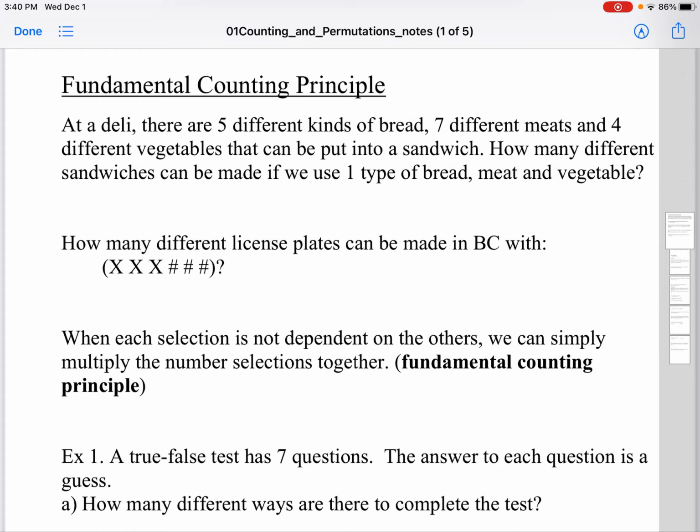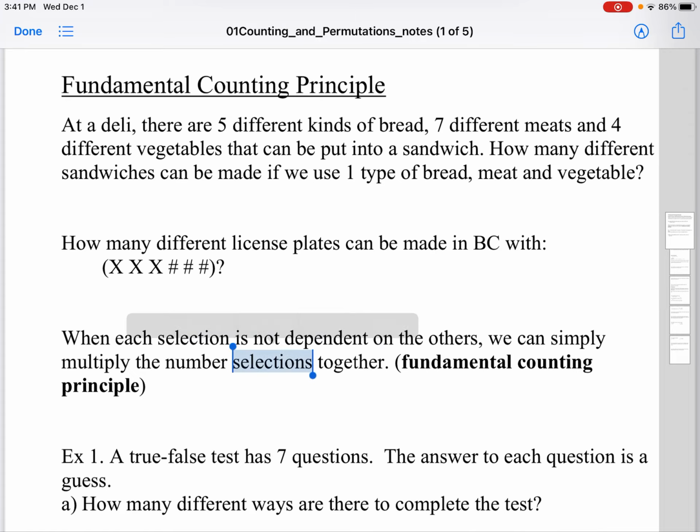So here it says, at a deli, there are 5 different kinds of bread, 7 different kinds of meat, and 4 different kinds of vegetables that can be put in a sandwich. How many different sandwiches can be made if we use one type of bread, meat, and vegetable? If I combine a bread, meat, and vegetable, I can have a certain number of different combinations.